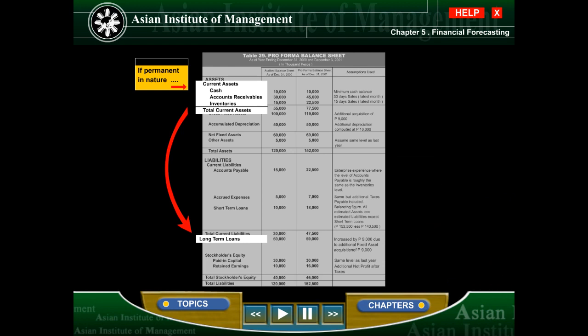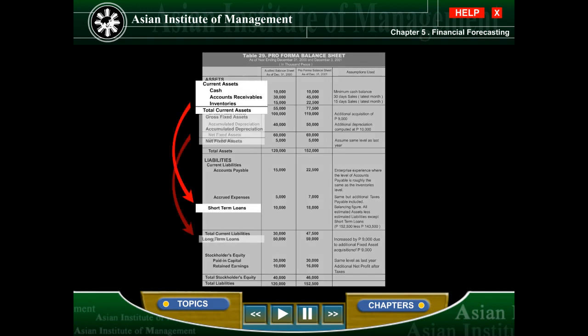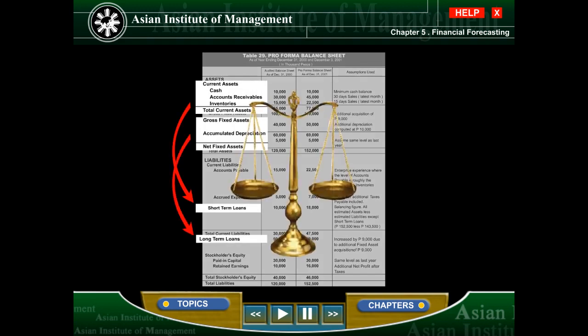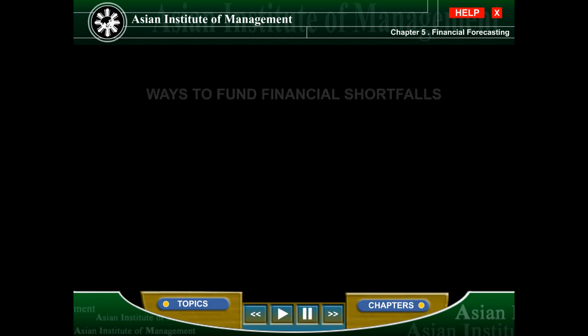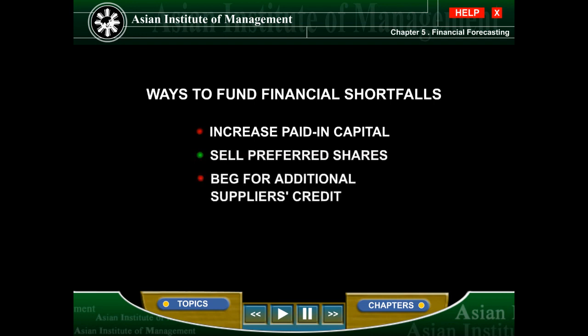But for financial projection purposes, the forecaster can use a simplification technique as a first iteration in his effort to come up with a pro forma, or projected, balance sheet. He can conveniently assume that any financing shortfall will be financed by loans for the purpose of balance sheet balancing, and then adjusted for a more refined financial strategy. Of course, there are other ways to fund the financing shortfall. One can increase the paid-in capital, or sell preferred shares, or even beg for additional suppliers' credit.